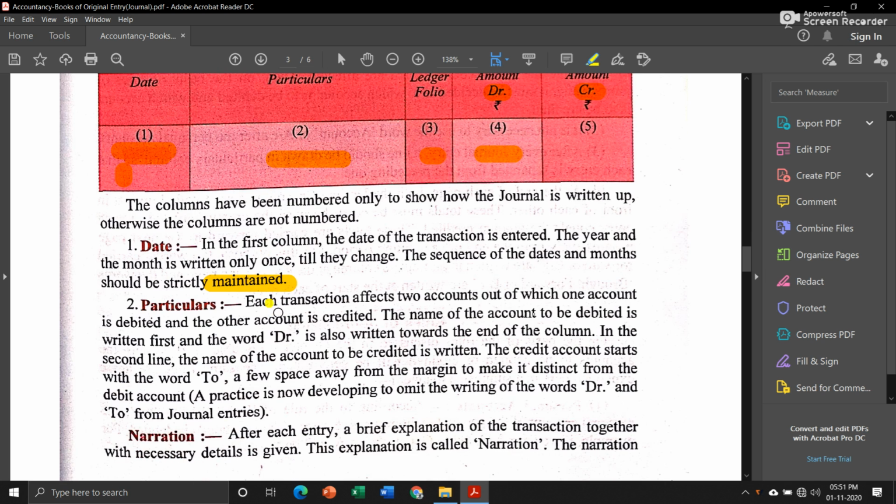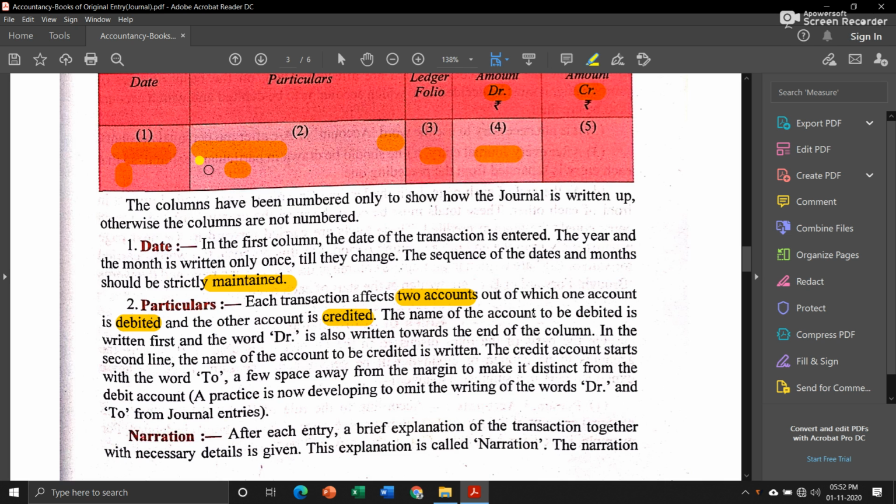Then next is particulars. In second column, each transaction affects at least two accounts, out of which one account will be debited and another account will be credited. The name of the account to be debited is written first. Means first we will write the account which will be debited. Okay, in here we will write the amount which will be debited, and after leaving some space we will write in here as DR, indicating debit. In the second line, the name of the account to be credited is written. The credit account starts with the word To. Means here we will write To.